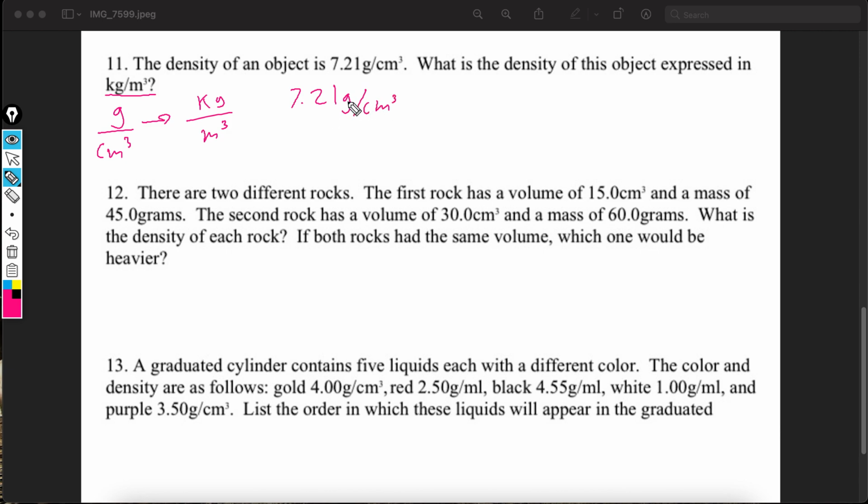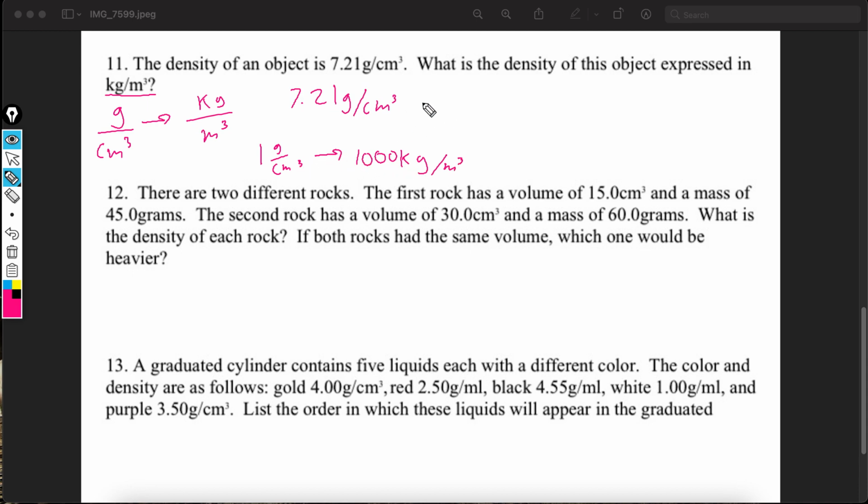So we want to get these units, grams over centimeters cubed, to kilograms over meters cubed. That's not really hard at all. Let me tell you how we're going to do it. This is the conversion factor: 1 gram per centimeter cubed is equal to 1,000 kilograms per meter cubed. So this is the conversion factor we're using.